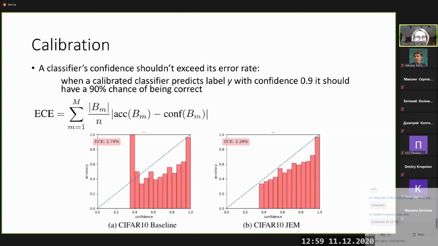One other thing that came in quite handy from training the joint energy-based model is calibration. So what is the calibration of a classifier? A classifier is calibrated when its error rate is consistent with the probabilities it outputs. For example, when a calibrated classifier predicts a label with confidence of 0.9, it should have a 90% chance of being correct.